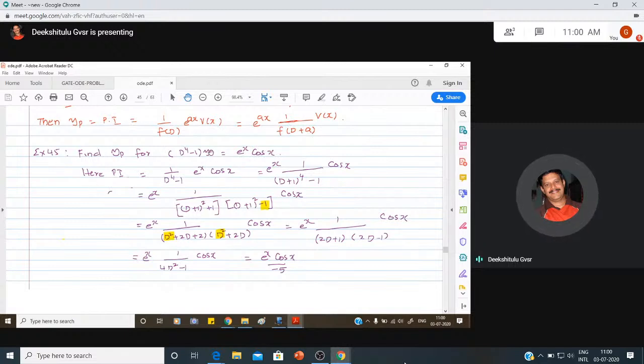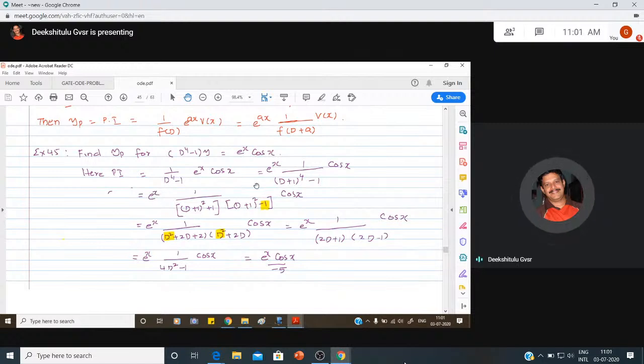So the particular integral is 1 by d power 4 minus 1 operating on e power x cos x. As I said, e power x shifts the argument by d plus a. So replace d by d plus a and bring e power x out of the operation. So e power x comes out, 1 by (d plus 1) whole power 4 minus 1 operating on cos x. This is how we apply this formula here.